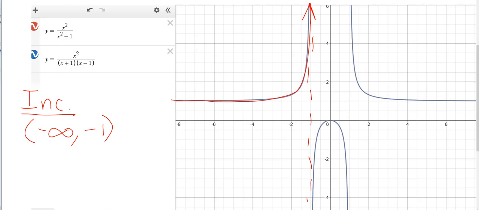What about when we cross over the asymptote and we're moving from left to right? What's going on in that next section? Is it still increasing? Yes, what's that increasing?